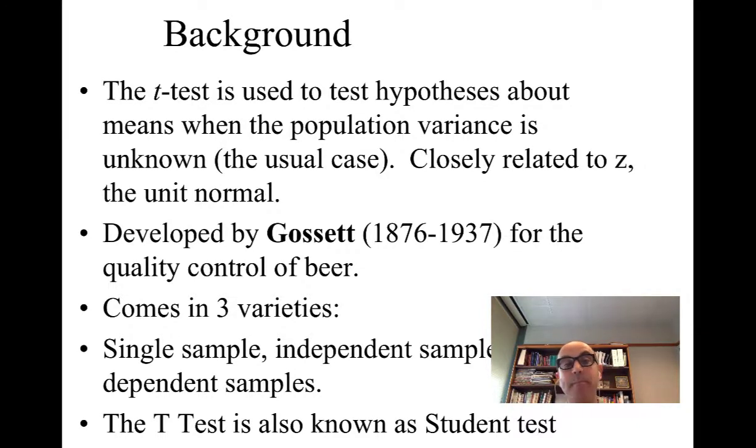It was developed by Gosset, 1876 to 1937. We do not know exactly, but what he tried to do was to measure beer. And the idea was that he came up with three variables: one sample, independent samples, and dependent samples, in order for him to develop the idea of the t-test, which is also known as the Student's t-test.